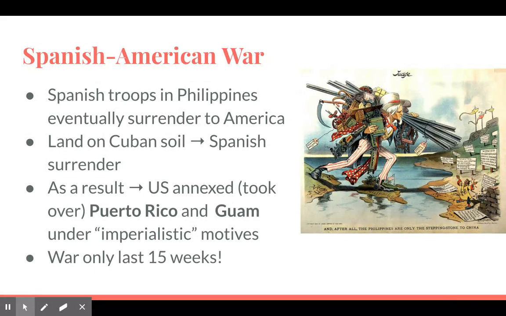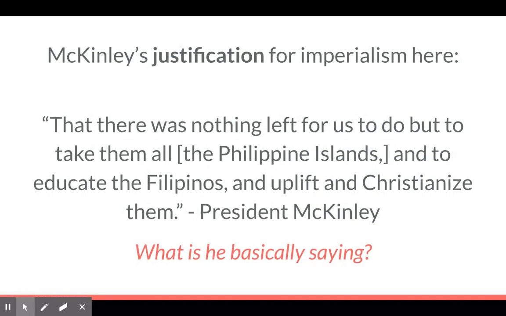Weird, interesting imperialism. We are actually going to take over the Philippines too. Spoiler, I bet you already guessed that. We're not going to take over Cuba. We promised we wouldn't, but we are going to take over the Philippines.